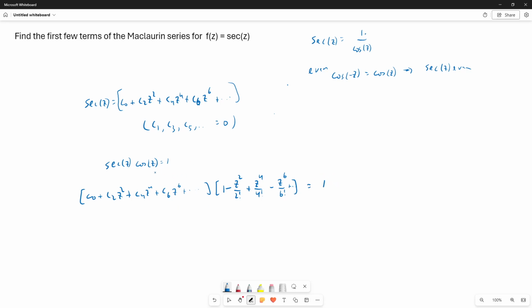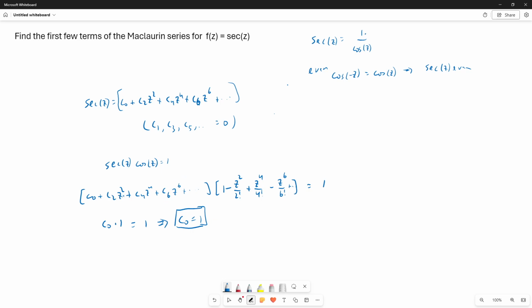So now let's just do a little bit of multiplication here. Let's look at the constant term of the left side. The constant term on the left side is going to be C0, the constant term here, times the constant term here, C0 times 1, and that will equal the constant term on the right side, which is 1. And this equation tells us that C0 is equal to 1. We'll put that in the box.